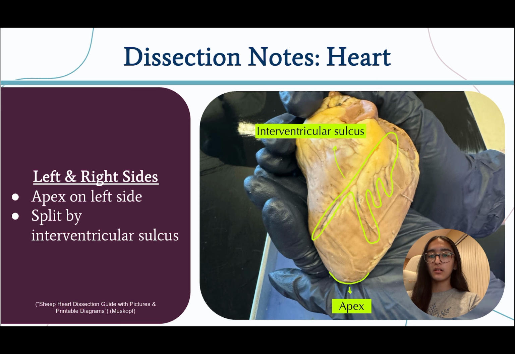So there's two sides to a heart. When holding a heart in your hand during the dissection, the left and right side can be unclear because you can be holding it in a different way than how it is in the body. So the left side is always seen through the apex, and this is split by the interventricular sulcus.